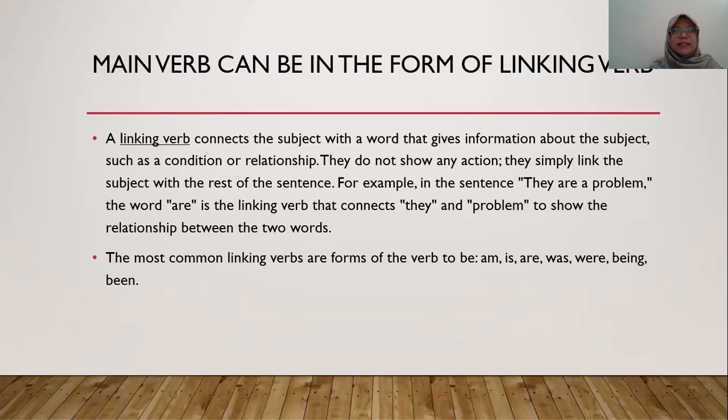For example, in the sentence, they are a problem, the word are is the linking verb that connects they and problem to show the relationship between the two words. So you can also say this linking verb as to be, yeah? You must be familiar with to be, so don't be confused. The most common linking verbs are forms of the verb to be: am, is, are, was, were, being, been.